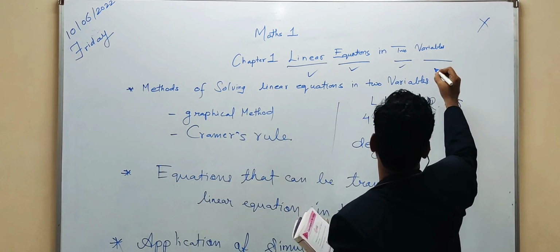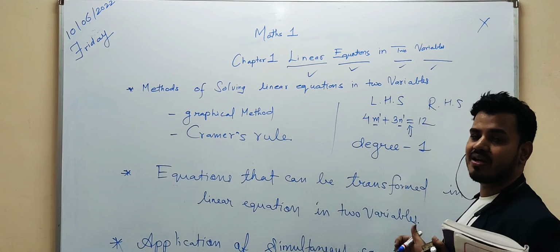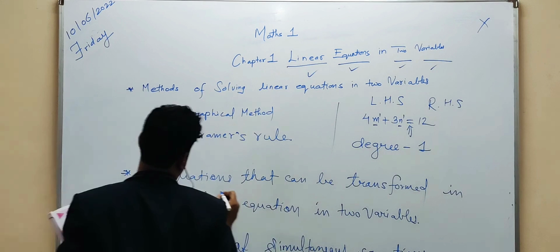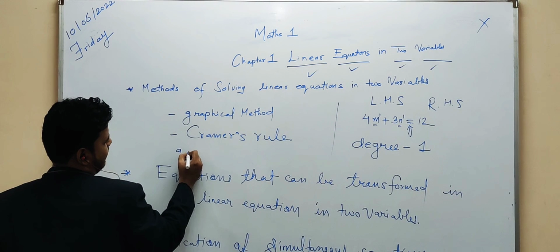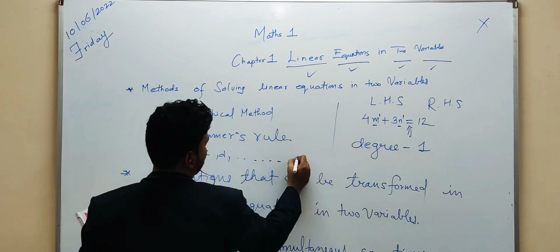Then two variables. What is 2? 2 is the number, and this variable. Variable means what? These things, A, B, C, D alphabets, up till Z.